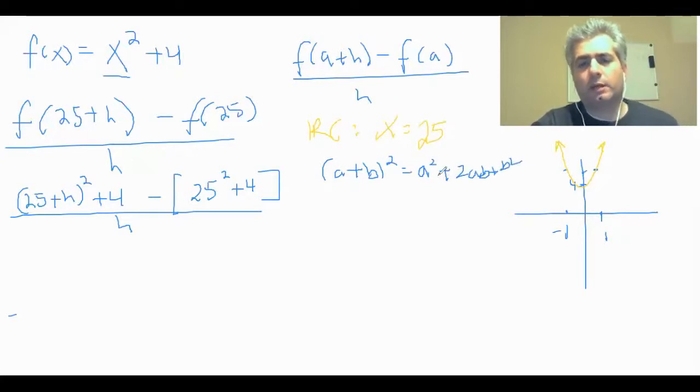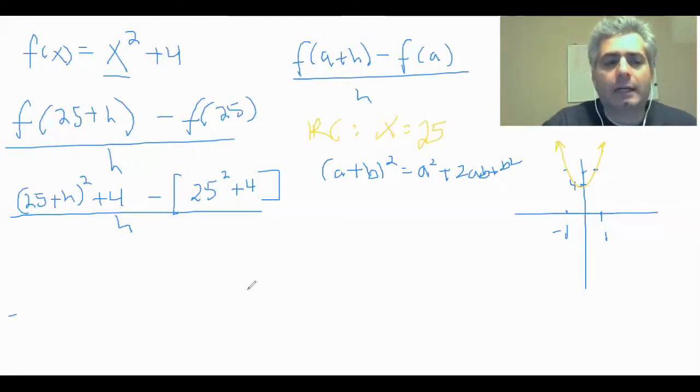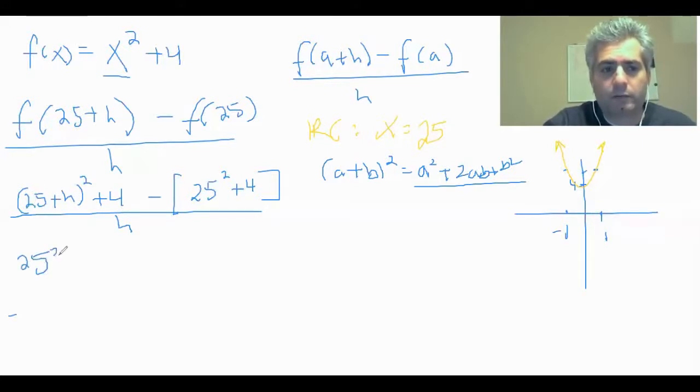If you forget this formula, or this general rule, you can use FOIL. So you can write 25 plus h times 25 plus h, and you start using the arrows. First, outer, inner, last, so FOIL. That's a little bit tedious. If you follow this formula or you remember it, it is much quicker to solve perfect square binomials. So you end up with 25 squared plus 2 times 25 times h, which is 50h, plus h squared, plus 4.